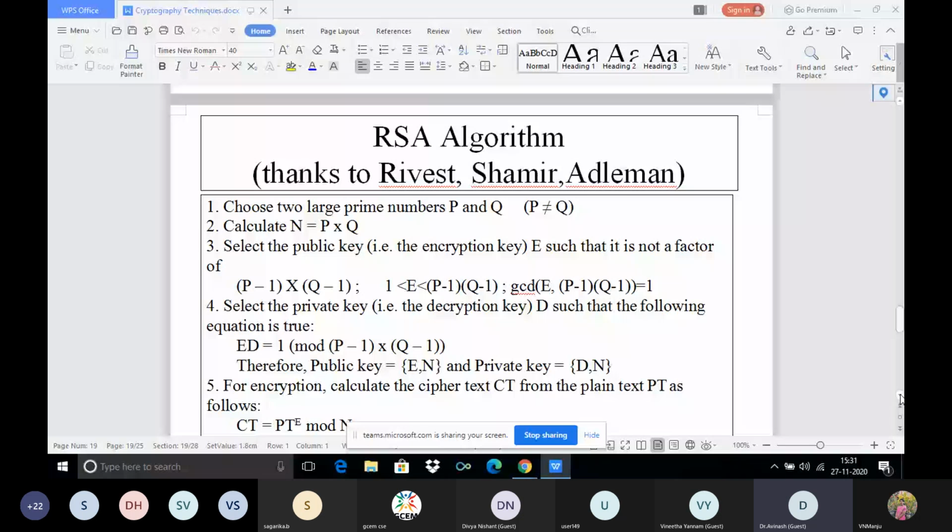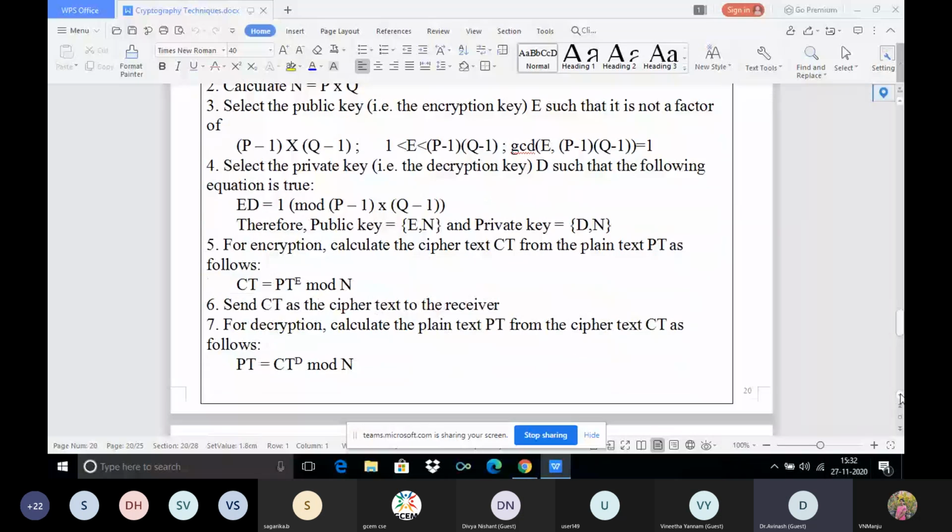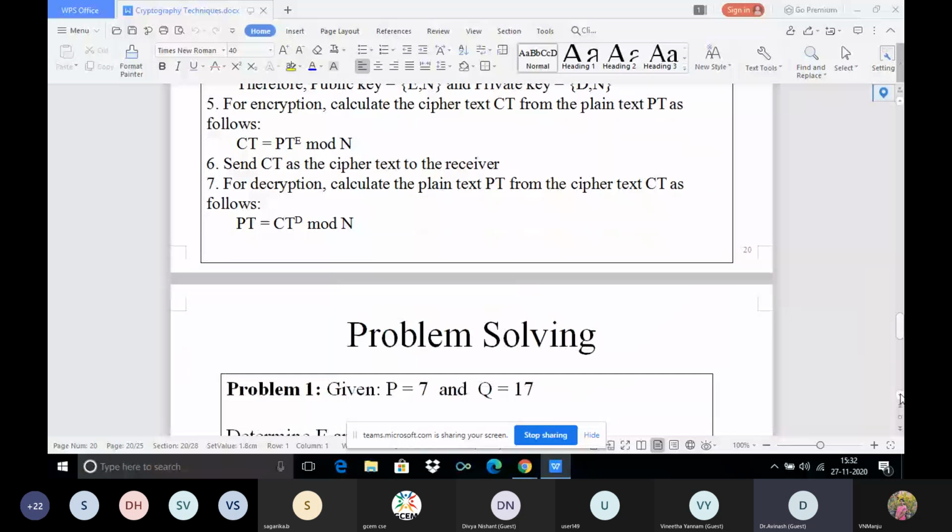For the encryption, we calculate the ciphertext from the plain text. We generate the ciphertext as CT, and the plain text as PT. Then we send the ciphertext to the receiver, and for the decryption purpose, we calculate the plain text from the ciphertext. So the 7-step process is explained here.